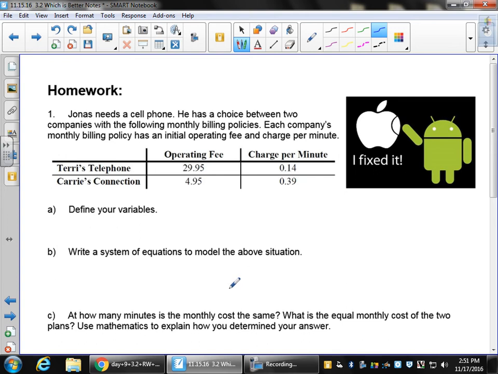And in class, when I watch people work on this, I notice that they jump to saying this is Y and this is X. But be careful with that, okay? I see per minute. So I know that X will be number of minutes. So let's get that down first. X equals number of minutes.